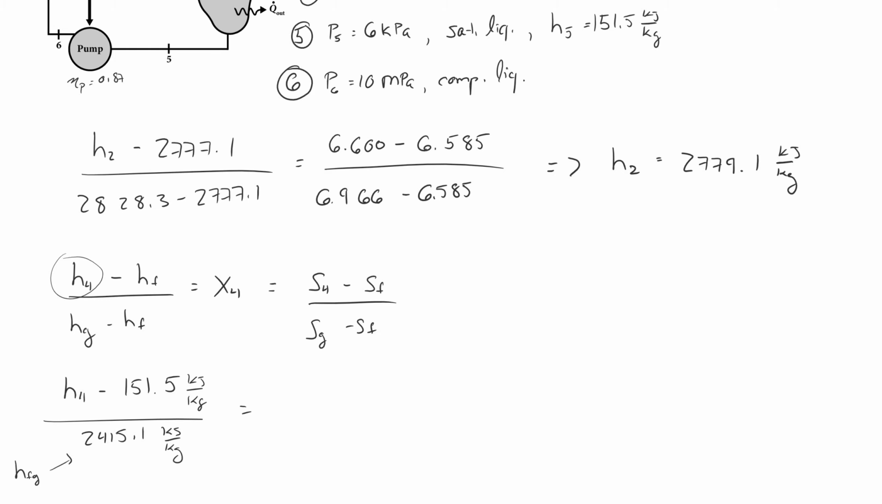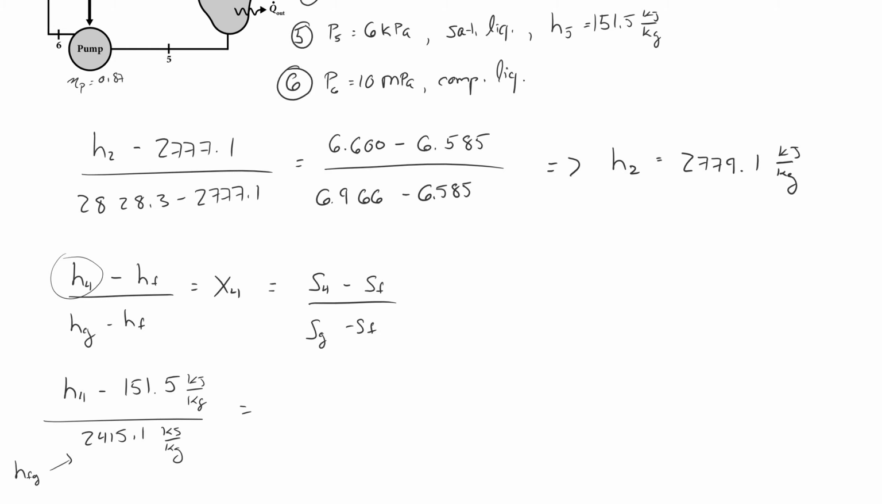And this gives me an entropy at 4 of 2240.3. Okay. All right, so now let's look at 6.